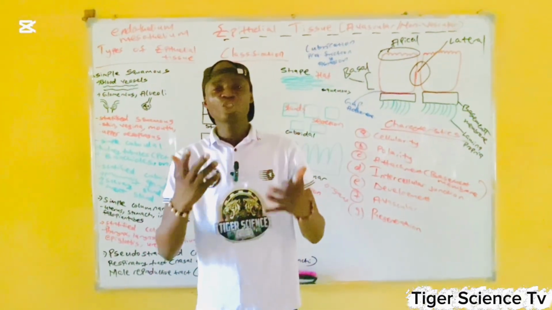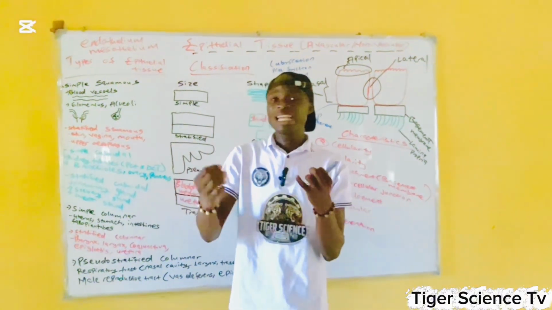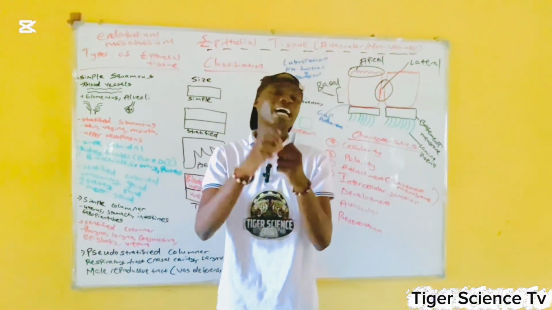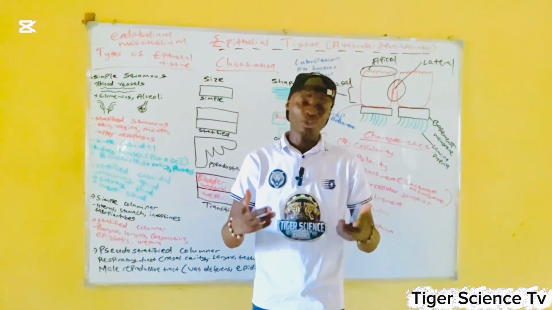So what are the functions of epithelial tissue? They help in secretion, in absorption, in protection, they help in lining, in filtration, in division. Those are the functions of the epithelial tissue that you need to know as a science student.